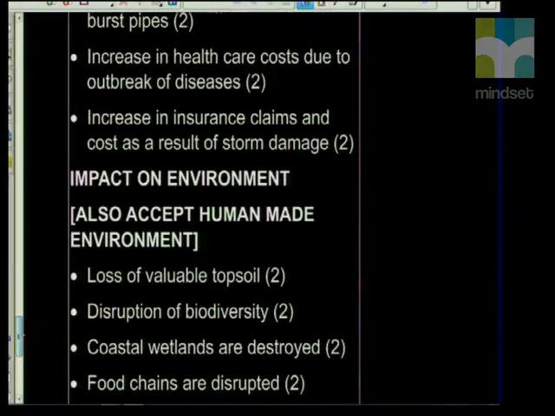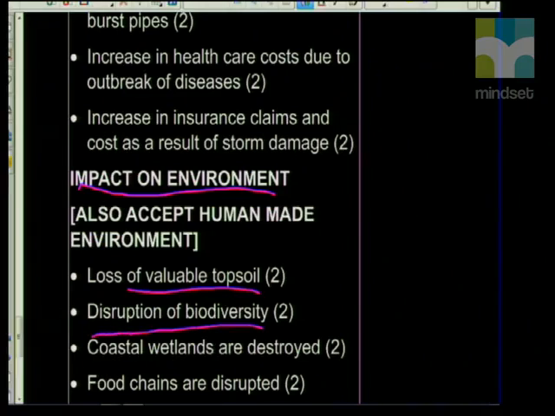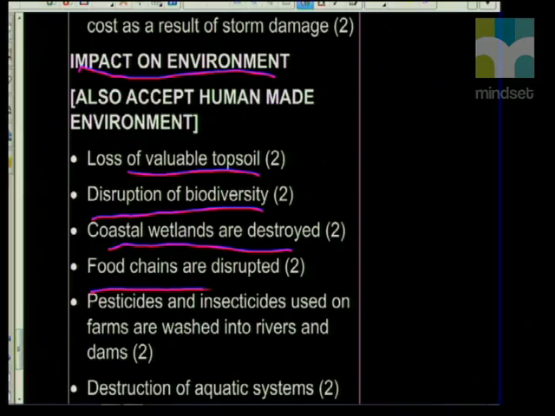They are there. Impact on the environment: loss of valuable topsoil because of erosion, disruption of the biodiversity, the different fauna and flora is flooded, the wetlands are destroyed, food chains are disrupted. So there are various factors for the economy and the environment, and we have to include both. We can have 3 of one and 1 of the other, or 2 and 2. But they're not difficult questions. This is an examiner's memo or a marker's memo. You need to explain in more detail.